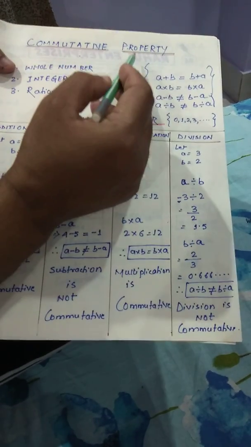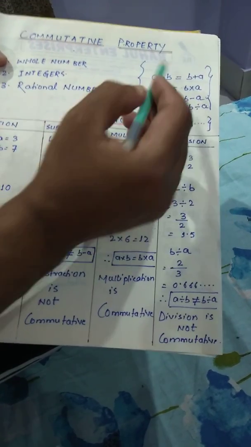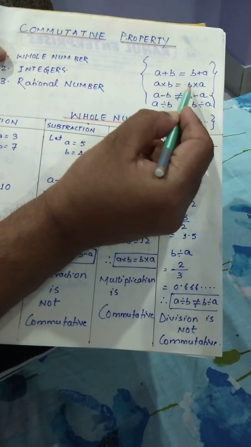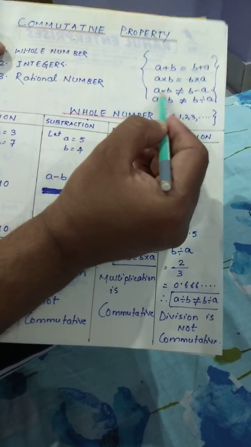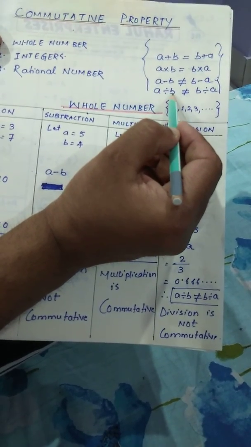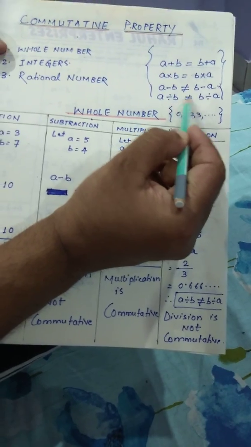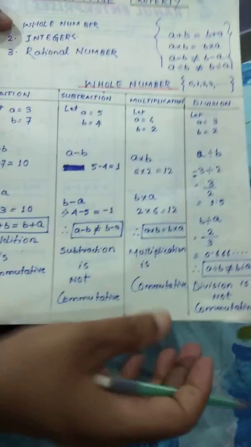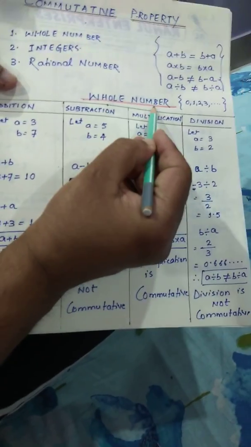So the commutative property is all based on this, that is a plus b is equal to b plus a, a into b is equal to b into a, a minus b is not equal to b minus a, and a divided by b is not equal to b divided by a. So we'll prove this. Okay, now let's begin with the whole numbers.